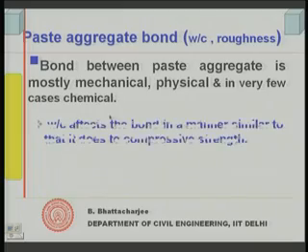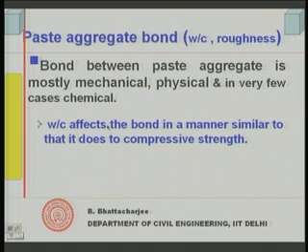So, there will be a kind of mechanical interlocking possible. So, the bond between paste and aggregate is mechanical, physical, and in some few cases it can be chemical also, as we shall see later on. Now, how would this bond be affected by water cement ratio?